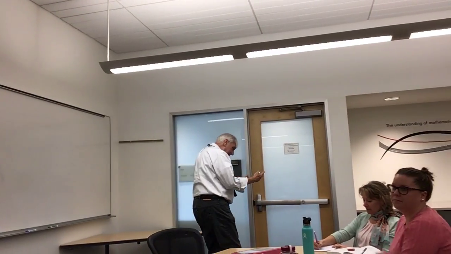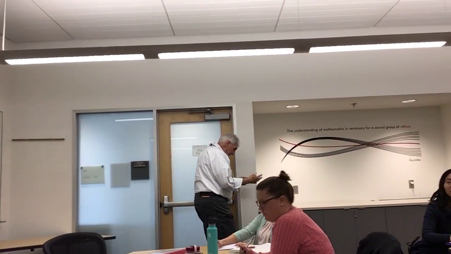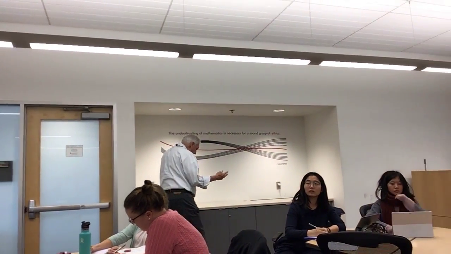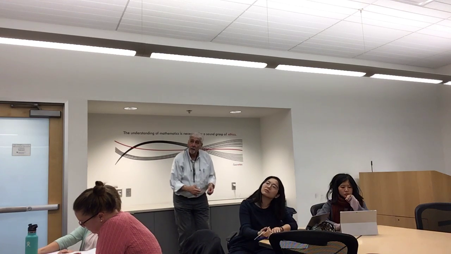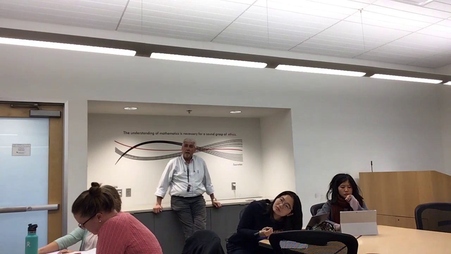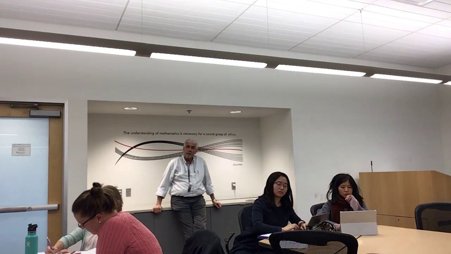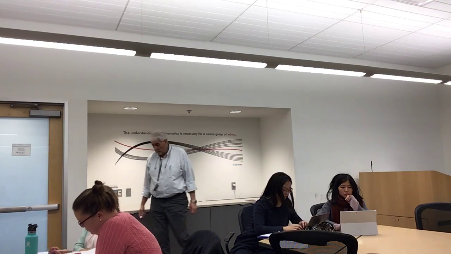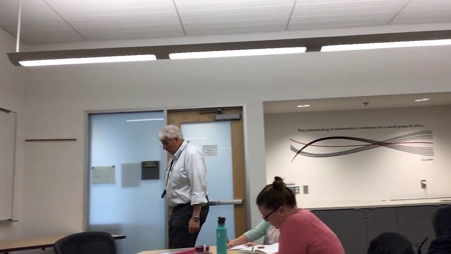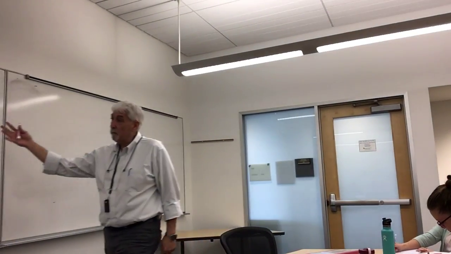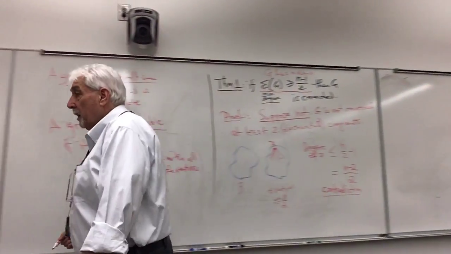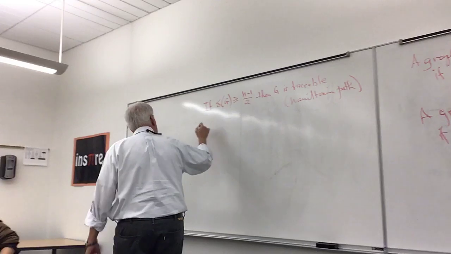Okay, and now we need to get into the nitty-gritty of proving something like this. One more time, if the min degree is greater than or equal to (n minus 1) over 2, then G has a Hamiltonian path. And again, I'm going to prove it by contradiction. Suppose not.